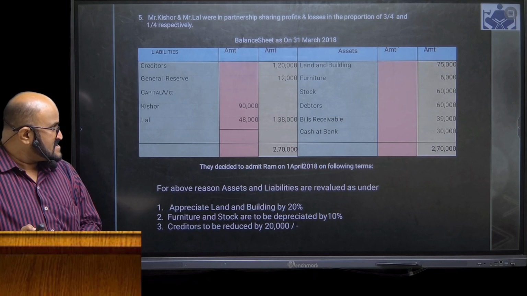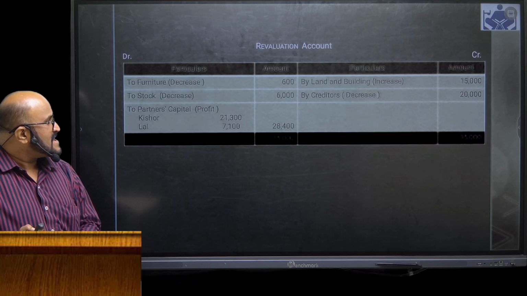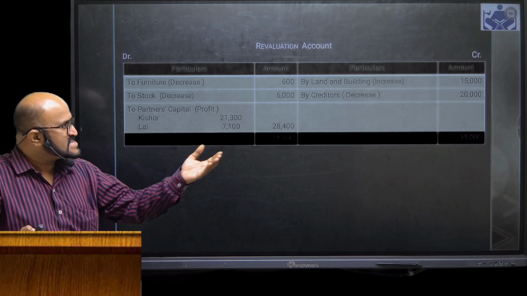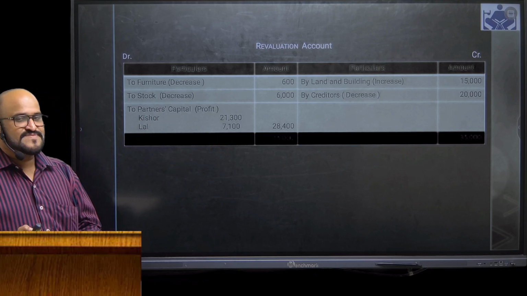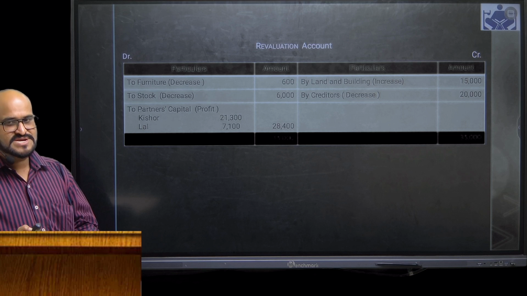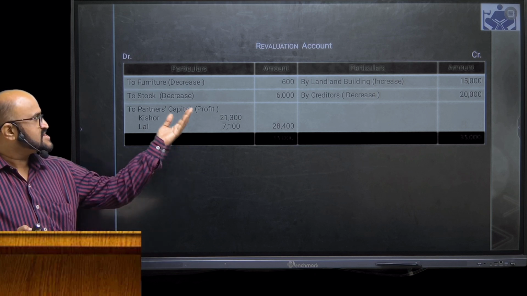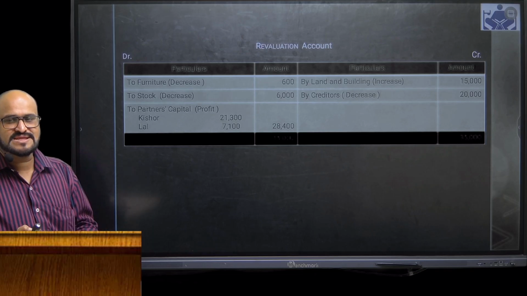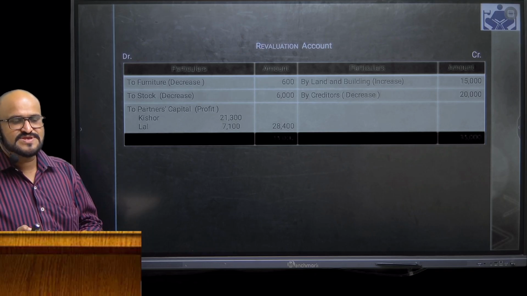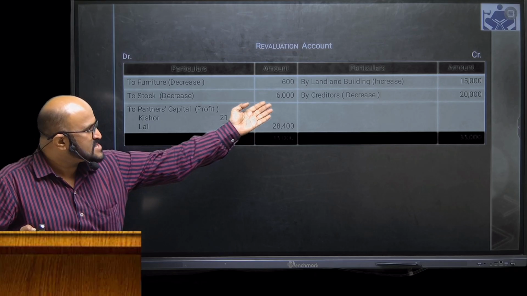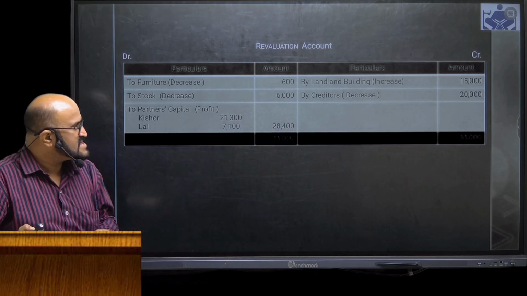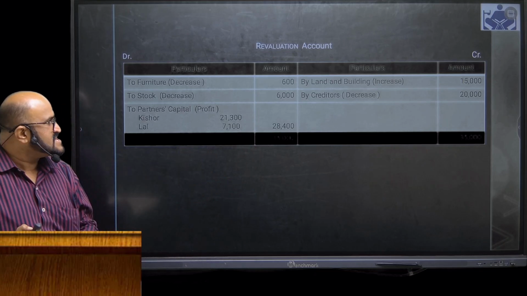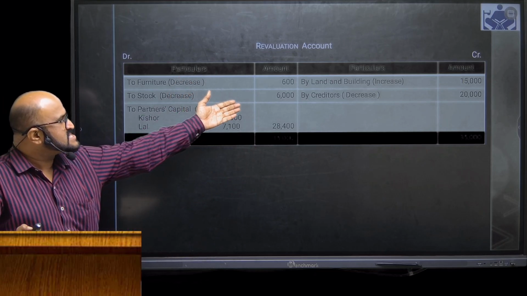We can see here how I have shown it. Land and building has been increasing, asset is increasing, it will come on the credit side. Whereas furniture and stock is depreciating, it is decreasing, so it is shown on the debit side. And again, there is a decrease in the liability, that is creditor, which will come on the credit side. So I have shown creditor on the credit side with the amount 20,000. Now overall, the credit side total is 35,000, whereas the total of the debit will be only 6,600.